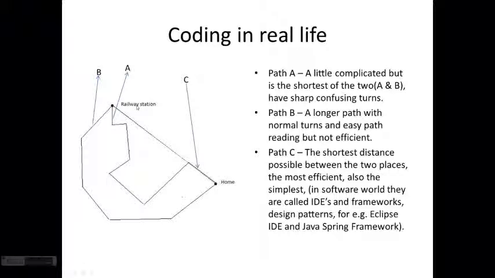He calls me. He says okay, I want to come to your home, but I'm at the railway station. So how can I come to your home? Because I am a long-time resident of the town, I say okay, I will instruct you, and you just follow that way. So I instruct him path A. It's a little complicated, but it's the shortest of the two, considering A and B here. It has sharp, confusing turns, but because I know this way, I know it's the shorter one. So I instruct him for this way.